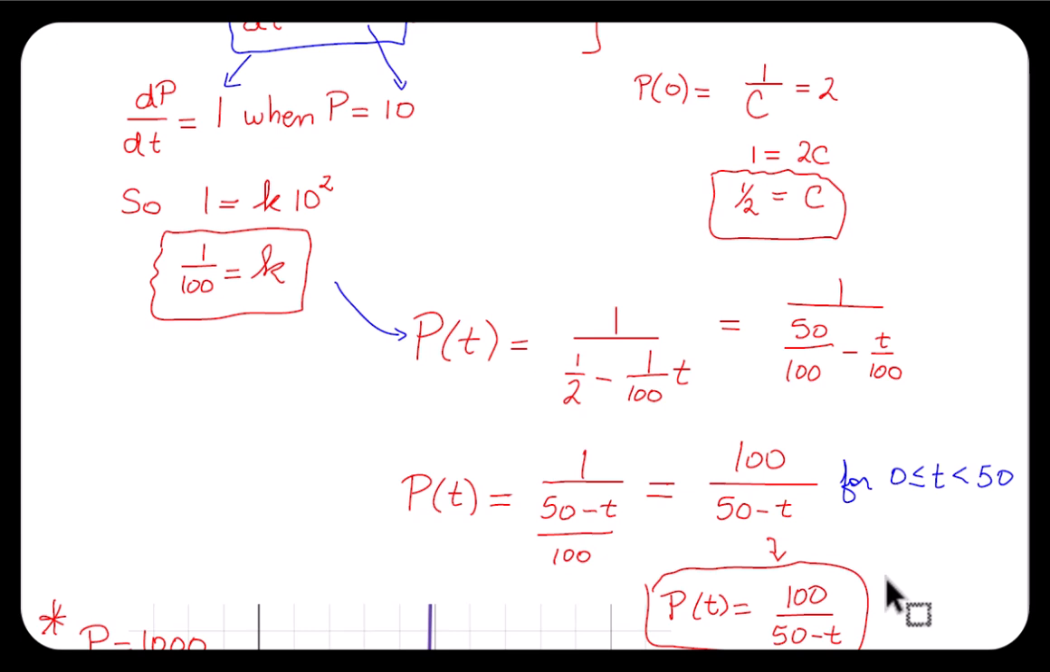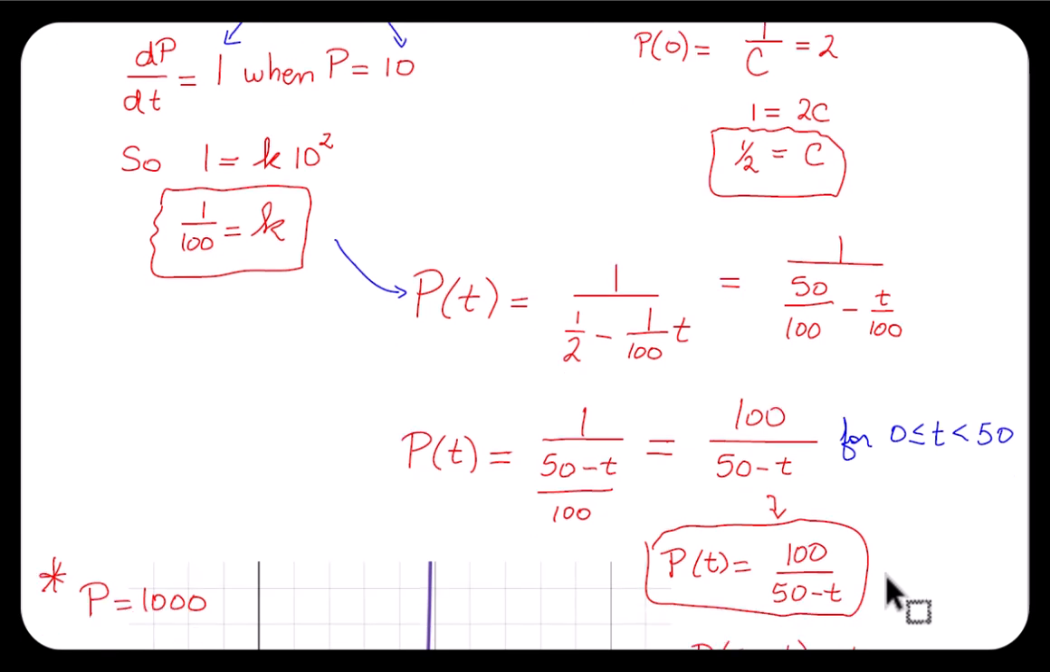And so I get a formula that says that the population at any time is going to be 100 over 50 minus t. So this formula is valid for time t being at least 0. And at time 0, notice we do get the initial population of 2. It's not valid when t is 50 because it would be undefined. And so that's why there's no equal sign there on the 50.